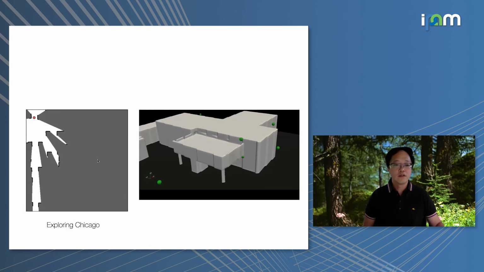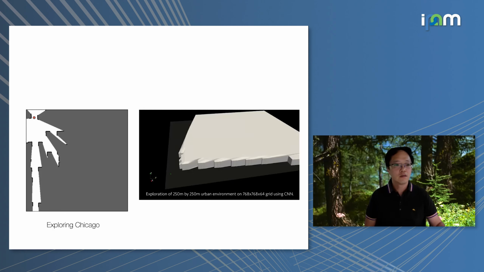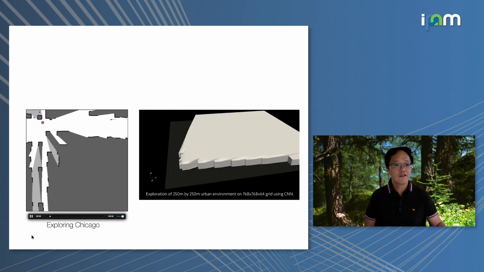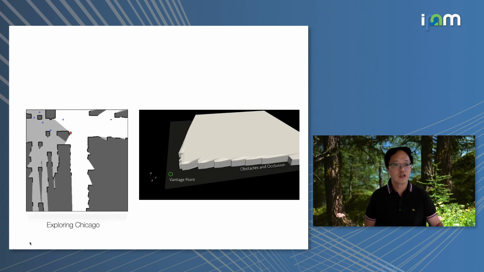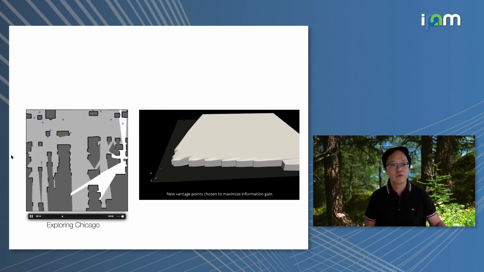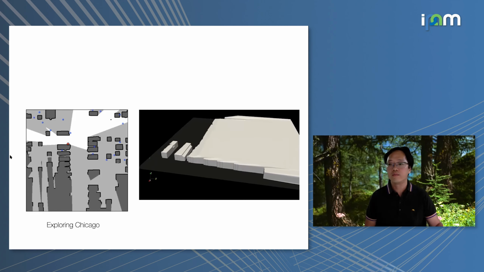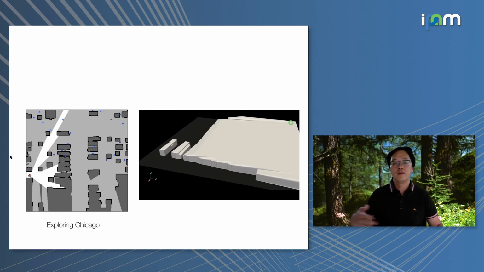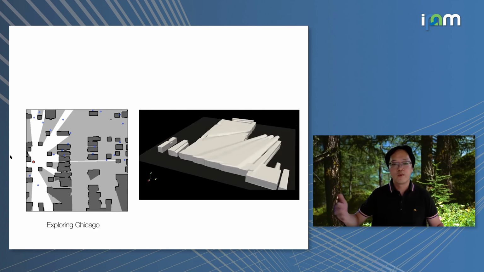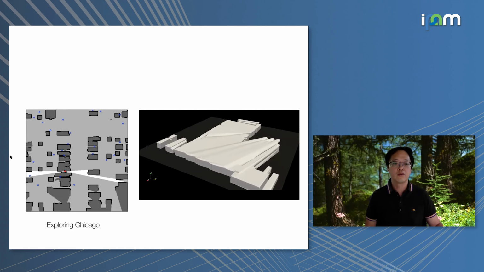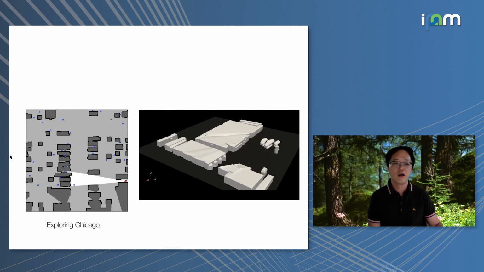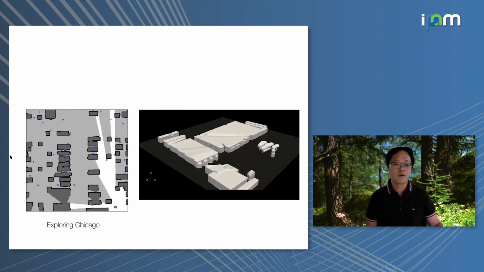Okay, so these are two examples. On the left is a neighborhood of Chicago, and this is the output of our algorithm, where the blue circles denote where we turn on the sensor to measure the environment. Here we turn on the regularization, saying that we want the next vantage point to be within a sufficiently small neighborhood of the previous ones, so that you don't jump around the environment.